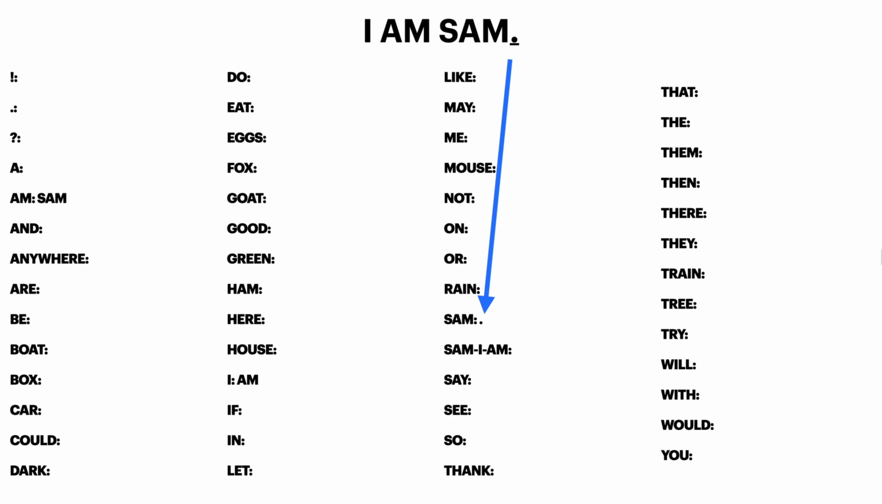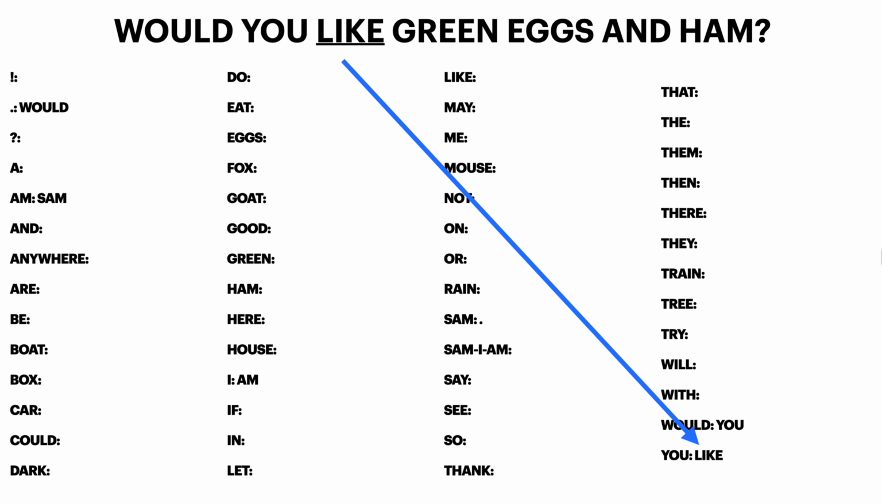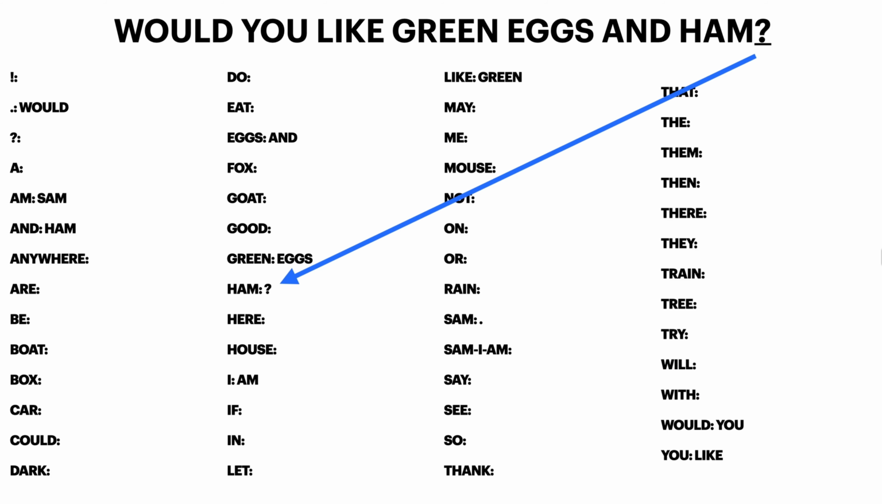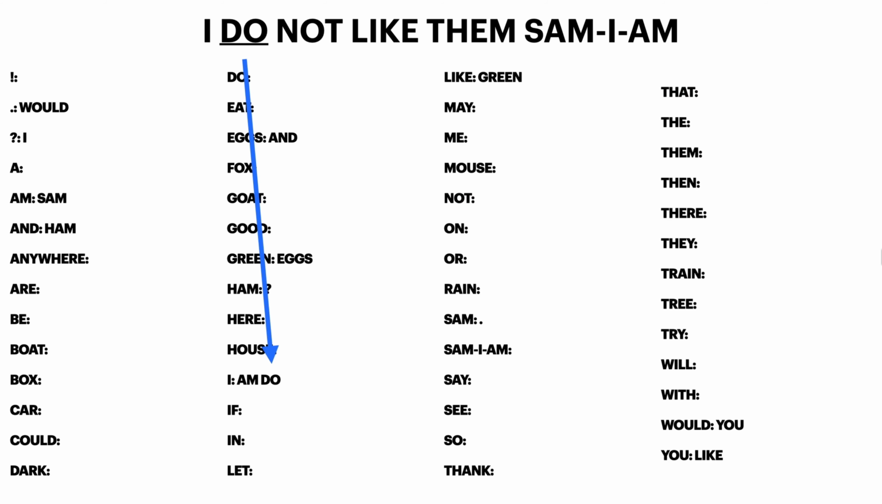Here's another sentence. Would you like green eggs and ham? Question mark. I do not like them, Sam I am. We'll just continue this process until we've read the entire book. Then it will look like this. This is our language model. It's a way of representing how language works in Green Eggs and Ham.